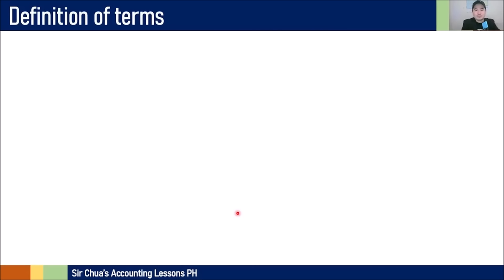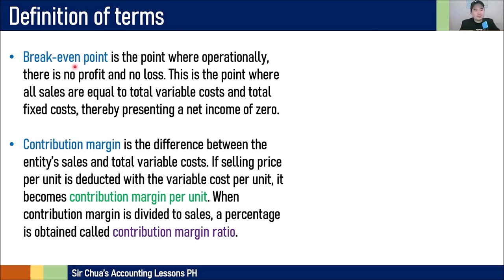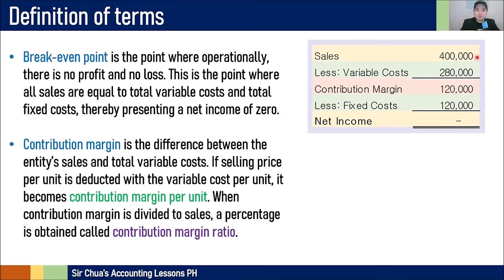Okay, so before we formally start with our discussion, let me define some of the terms that we will be encountering in this lesson. First one is the break-even point. Break-even point is the point where operationally, there is no profit and no loss. Ibig sabihin po, zero ang net income. This is the point where all sales are equal to total variable cost and total fixed cost, thereby presenting a net income of zero. Pag sinabi po nating break-even point, the sales are able to cover your variable cost and fixed cost, which will give you a net income of zero.